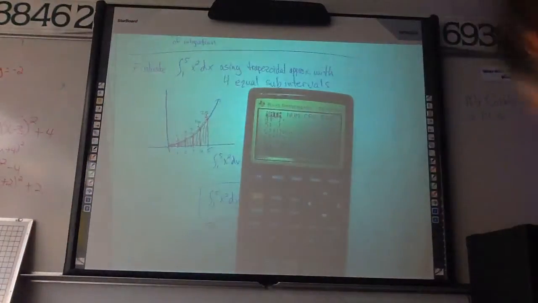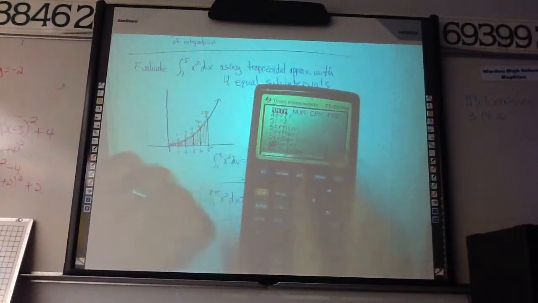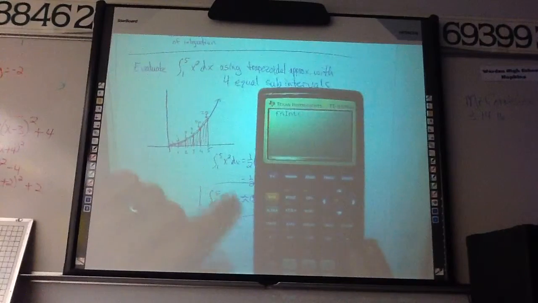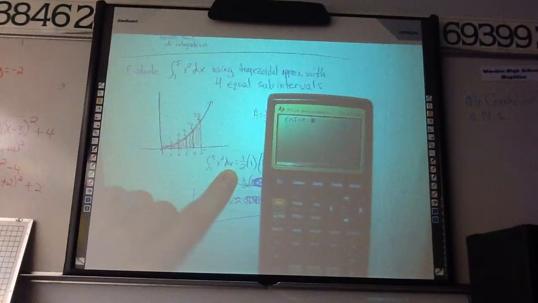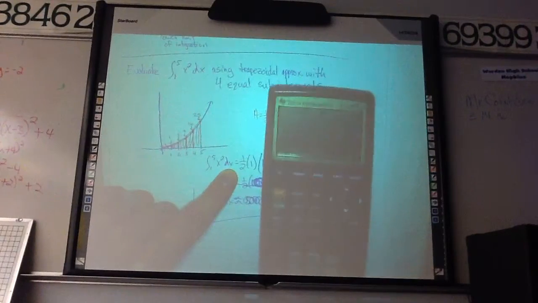So you remember in n deriv, you had to put your function, comma, with respect to x, comma, and then if you wanted to do it at a certain number, you'd put the number, or if you wanted to do it on the graph, you would just put x. This is the same thing, except you're using the integral one. You don't have to put your function into y1 and then do the whole vars thing. You can literally just put your function like that.